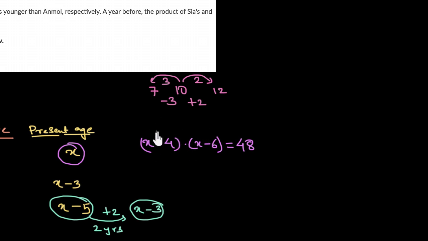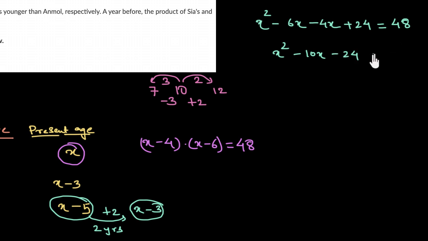So let's multiply this. x times x is x square. x times negative 6 is negative 6x. Negative 4 times x is minus 4x, and negative 4 times negative 6 is positive 24, and this is equal to 48. So x square, negative 6x and negative 4x would combine and give us negative 10x plus 24, and this is equal to 48. Now subtracting 48 from both sides, we would have 24 minus 48 is negative 24, and on the right hand side we would be left with 0. So this is a quadratic equation, and now we need to find the value of x.